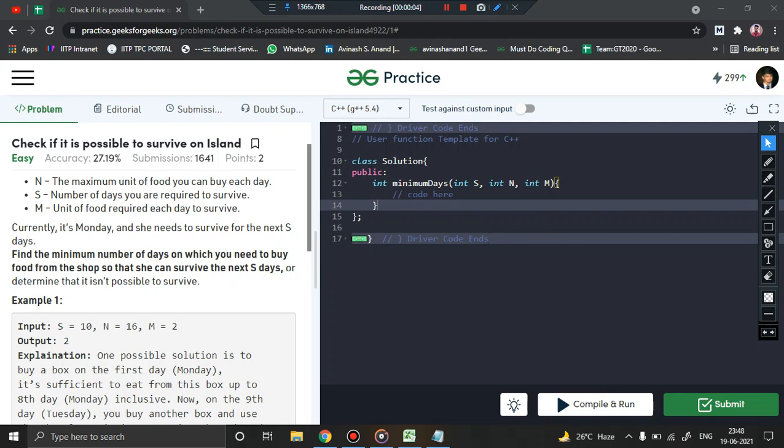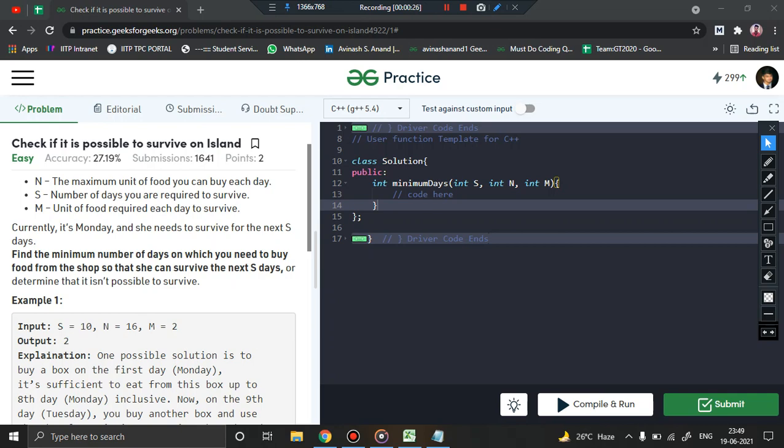In this particular video we are going to discuss a new problem from Aries, and the problem is basically we have to check whether it is possible to survive on an island or not. A very interesting problem. It's just like a story. A little bit of mathematical intuition is enough to solve this particular problem. There is no hard and fast rule here. Let us start understanding the problem.